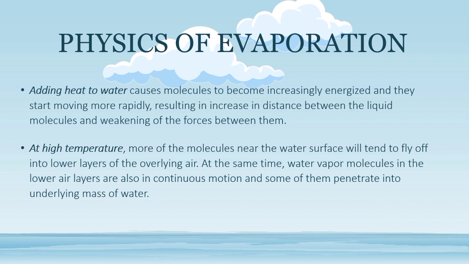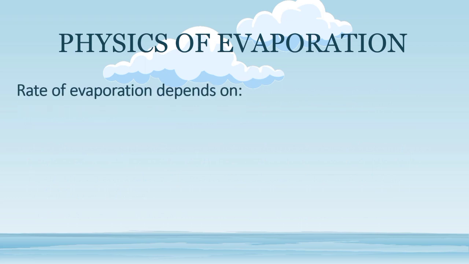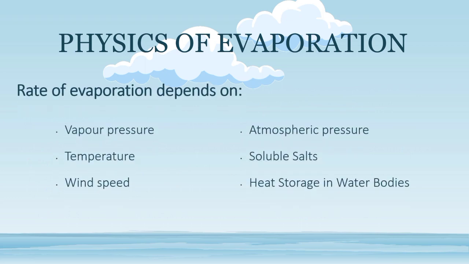Water is a common substance where evaporation will take place. When energy or heat is added to water, the bonds that hold the molecules together begin to break. The temperature at which water will turn from liquid to gas is its boiling point, 212 degrees Fahrenheit or 100 degrees Celsius. The rate of evaporation depends on vapor pressure, temperature, wind speed, atmospheric pressure, soluble salts, heat storage, and water bodies.